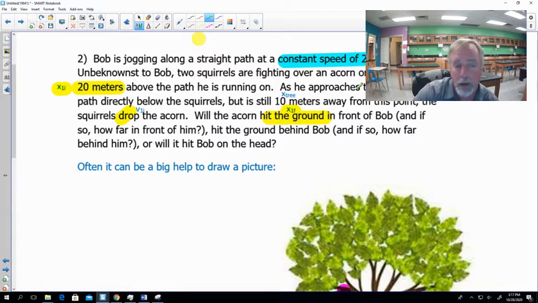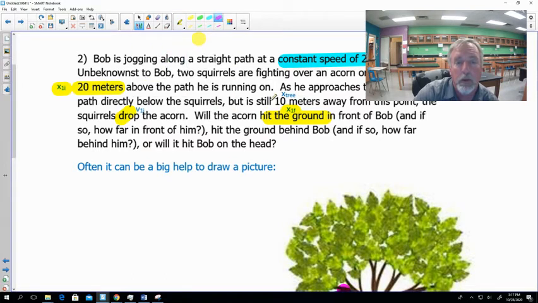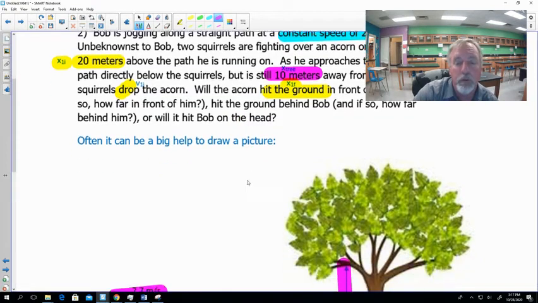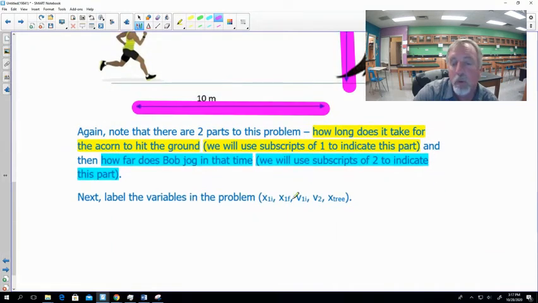What else do we know about Bob? That's pretty much it. This part here about the tree really is for the last part of the problem. We're trying to figure out where Bob is in relation to that acorn. So let's go through and start looking at our problem. We want to label, what is it that we know?